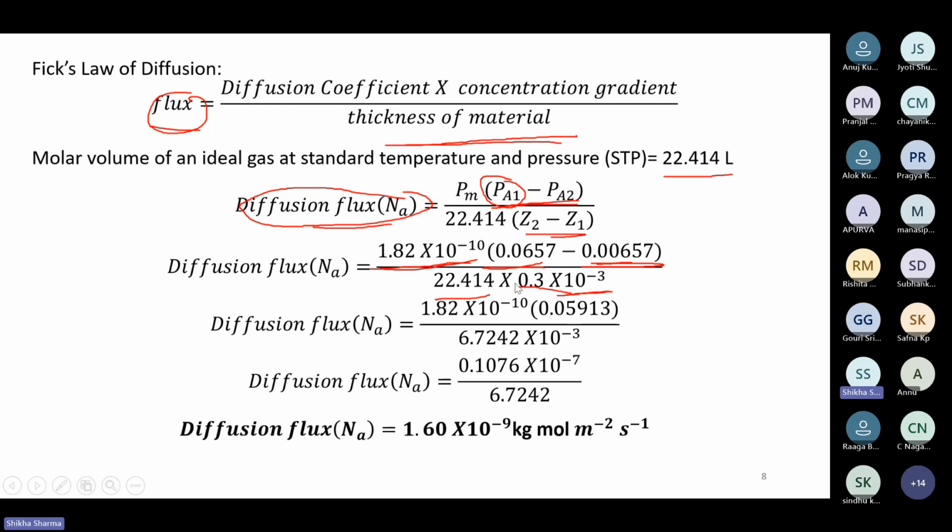So if we minus 0.0657 minus 0.00657, this minus is 0.05913, this value, right? Into 1.82 into 10 to the power minus 10, which is this.